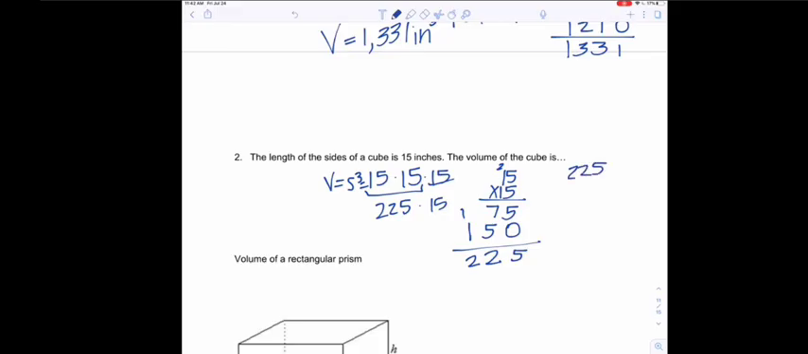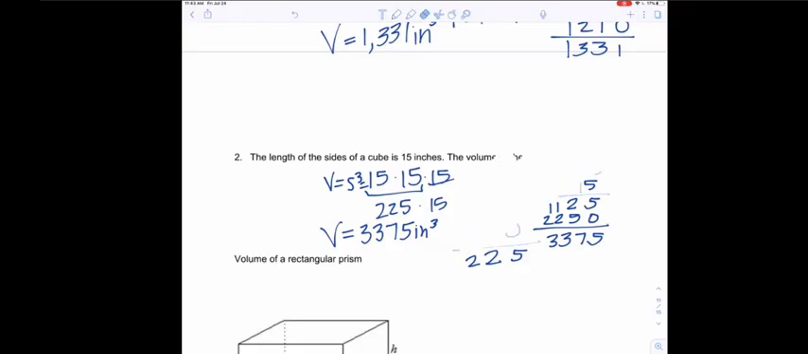So now, 225, I'm going to multiply it by this 15. Okay? So 225 times 15: 5 times 5 is 25, carry the 2. 5 times 2 is 10, plus 2 is 12, carry the 1. 5 times 2 is 10, plus 1 is 11. Placeholder 0. 1 times 5 is 5. 1 times 2 is 2. 1 times 2 is 2. So now I add things up. 5, 7, 3, 3. So the volume is 3,375 inches cubed. And that's it. Okay? Pretty easy.